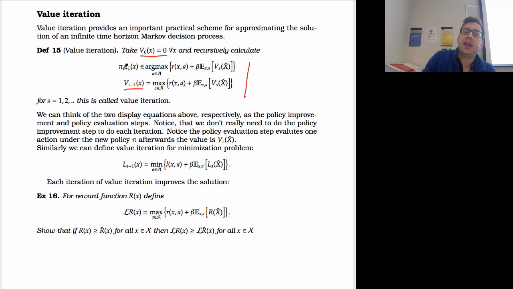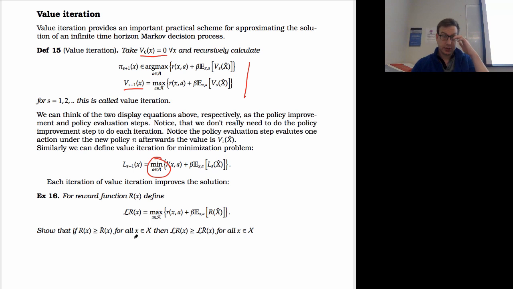Just to say, the two displays above, this corresponds to the policy improvement step, and this corresponds to the policy evaluation step. They're actually kind of wrapped into one thing, because if you just pay attention to the maximizer as well as what the maximum is, you can do the two bundled together. But they are both there. Also, we can do value iteration for a minimization problem, and we just replace the maximization in here with the minimization. And it's the same thing.